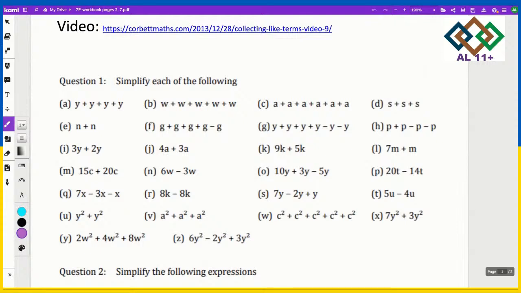So I'll do the first one for you. You have y plus y plus y plus y. In algebra, you just add all of them up and you will just write 4y. That was not so hard, was it? And for b, it's the same thing. 1, 2, 3, 4, 5. So it'll be 5. Oh, my 5 looks so funny. Let me rub it out and try doing the 5 again.